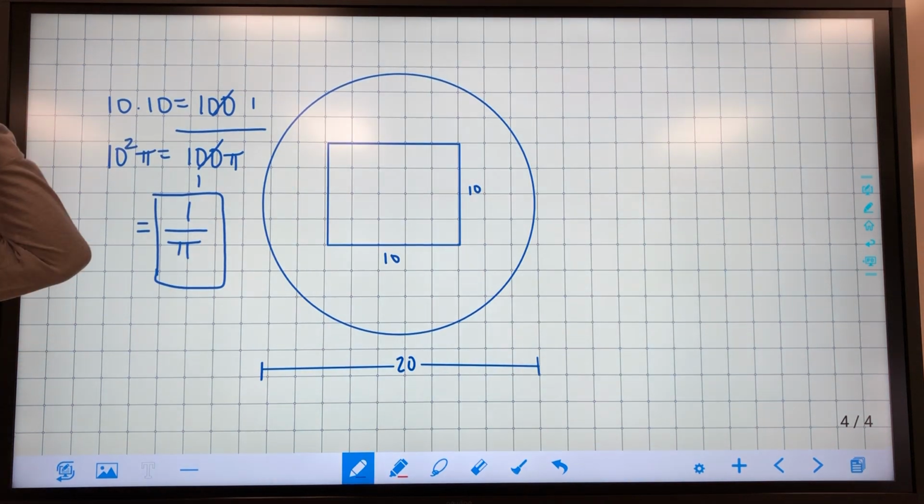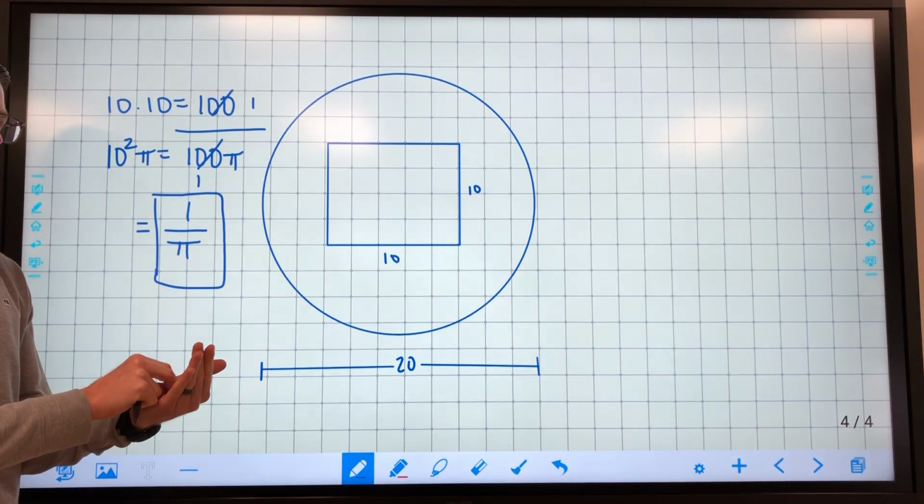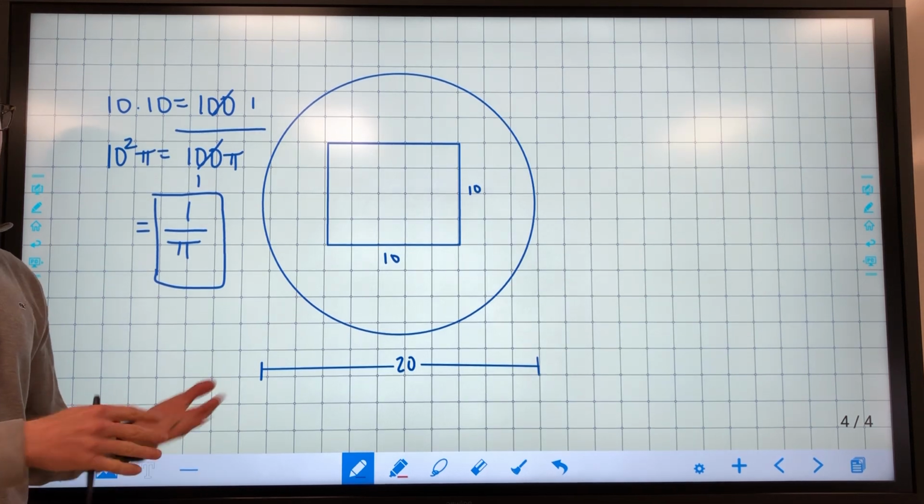All right, so that's it for geometric probability: the area of the bullseye, or whatever you're trying to hit, over the area of the entire target.